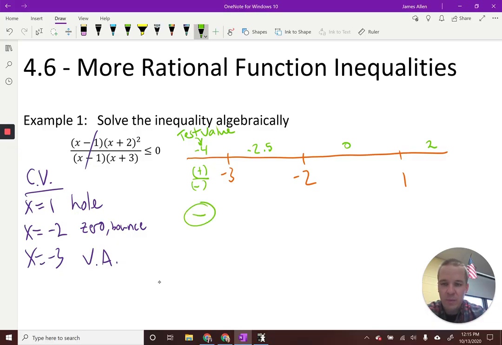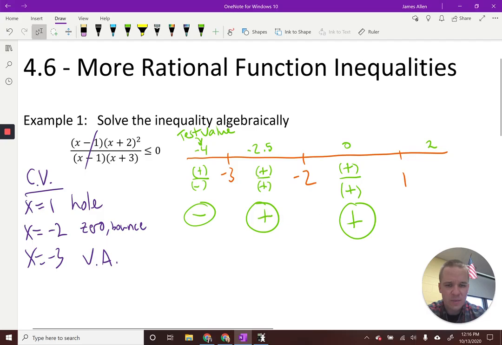Now with this one, if I plug in negative 2.5, anything going into this squared portion is going to be positive, and then this part is positive as well. So this is positive over positive, which is positive overall. If I plug in 0, I'm going to have positive over positive. Overall, it's positive. And that makes sense that these are the same sign because we said this is going to bounce here. So it's good to always double and triple check yourself: does that agree with what I said was going to happen earlier?